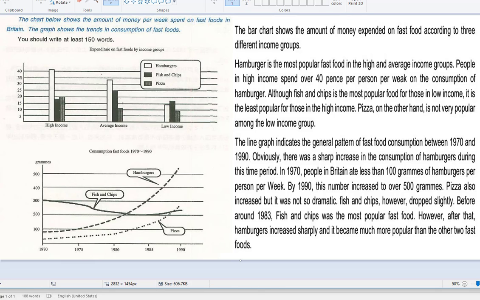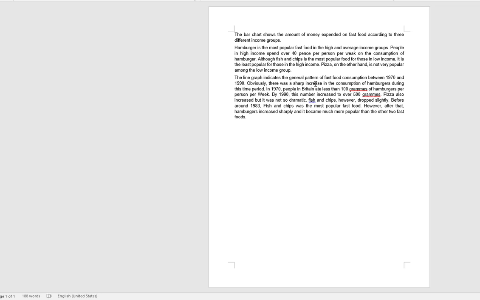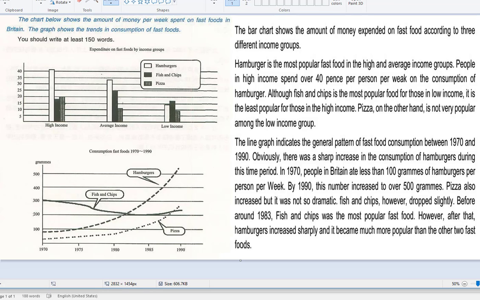Two charts. Let's look at the word count. Word count comes in at 188 words. A little bit lengthy, but nothing too terrible. Let's look at what we have here.